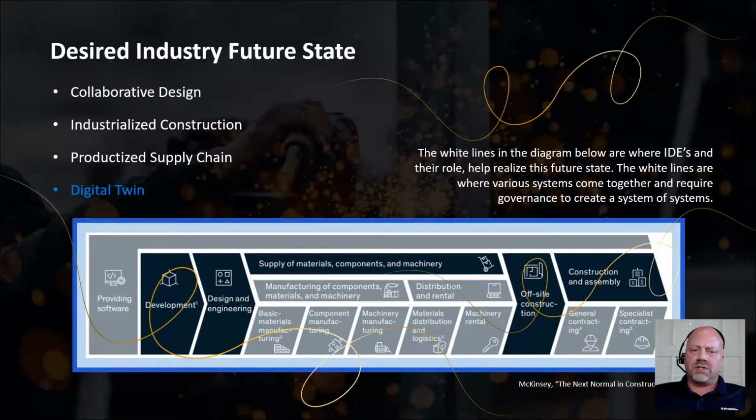So if you look at this diagram, I'm going to describe the white lines in between the different boxes here are really where IDEs in their role help us accomplish this, right? Because the white lines are governance. You have to have governance between all these different systems. Your machinery manufacturing, your component manufacturing, your distribution and rental, these folks are all going to be on different systems. Your offsite construction, they're using another system. Construction and assembly, they're using another system. So how do you bring them together? How do you govern it? Well, that's where an IDE comes into place.